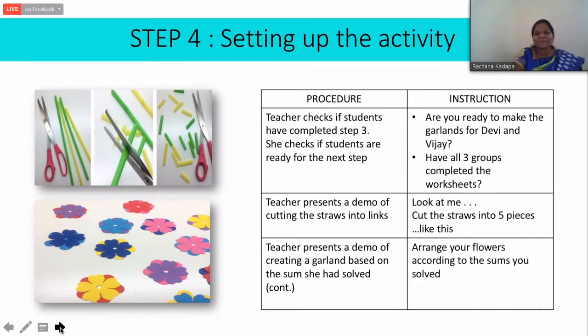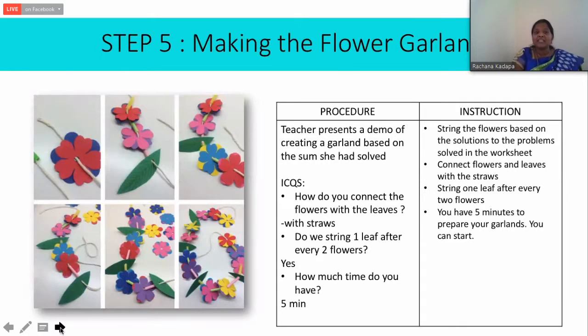Next slide, please. So here, step 5, making the flower garland. Teacher presents a demo of creating a garland based on the sum she had solved. We did that earlier. String the flowers based on the solutions to the problems solved in the worksheet. We will prepare this flower garland according to the problems we solved in the worksheet.